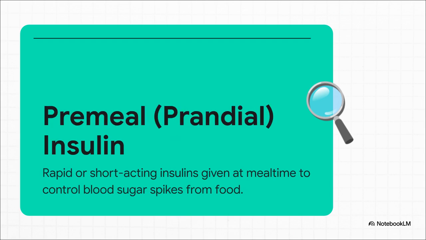And then you've got your pre-meal insulin. Some people call it Prandial insulin. So if basal is the salt, this is like the specific spice you add for a certain dish. It's a fast-acting, quick burst that you take right before you eat to handle all the carbs from your meal.